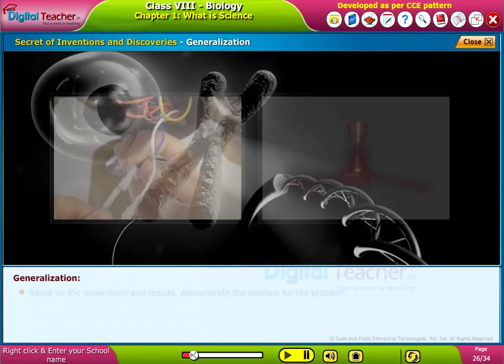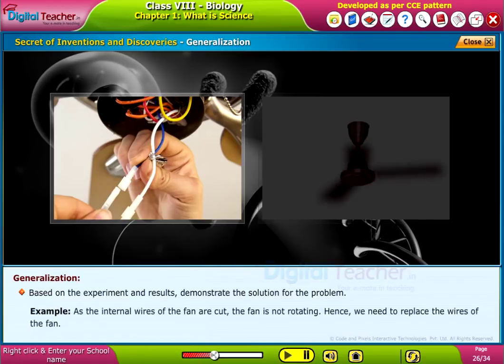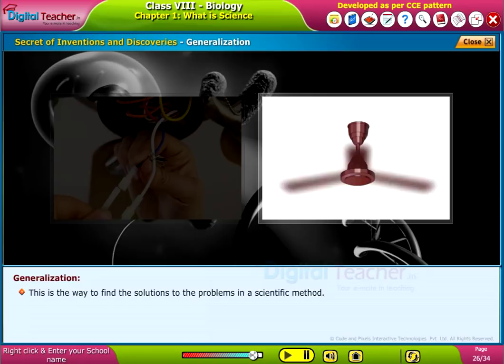Generalization. Based on the experiment and results, demonstrate the solution for the problem. Example, as the internal wires of the fan are cut, the fan is not rotating. Hence, we need to replace the wires of the fan. This is the way to find the solutions to the problems in a scientific method.